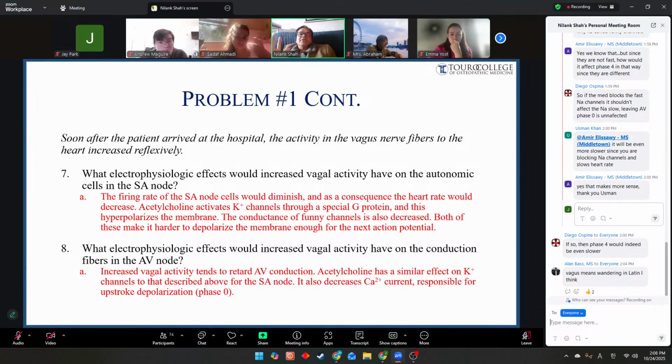Can anybody tell me? This requires critical thinking. Why does vagus nerve activity increase in MI? Why does the patient have increased vagus activity reflexly? And I use the word reflexly here too. Why is it increased?